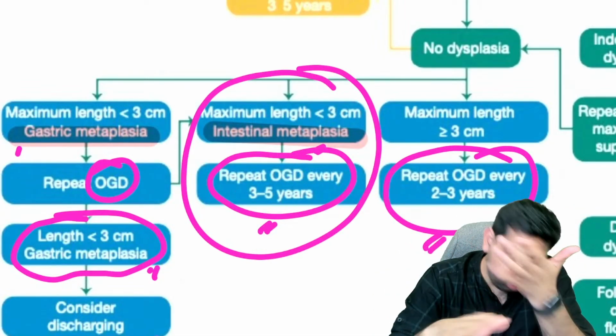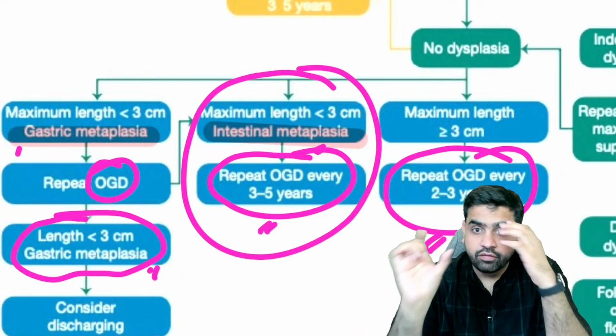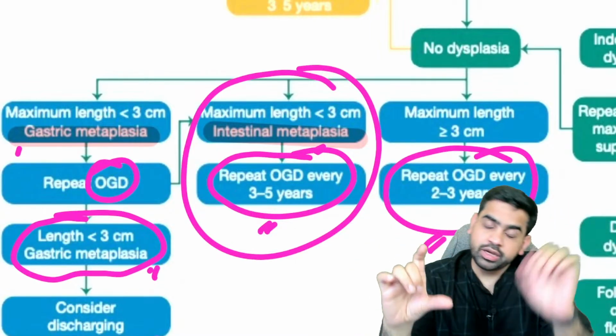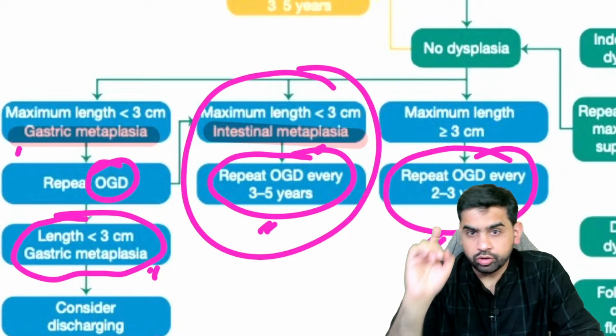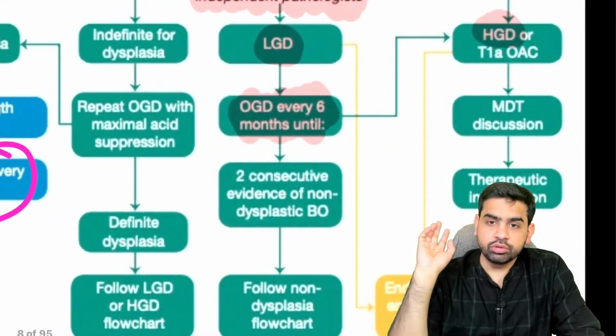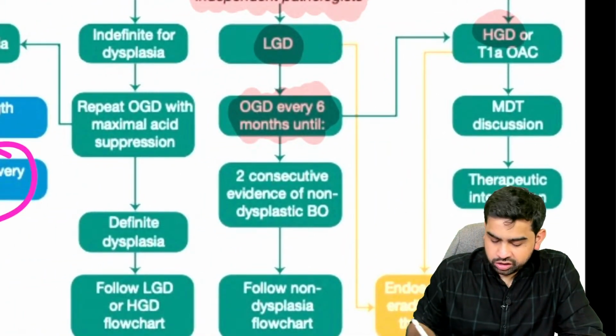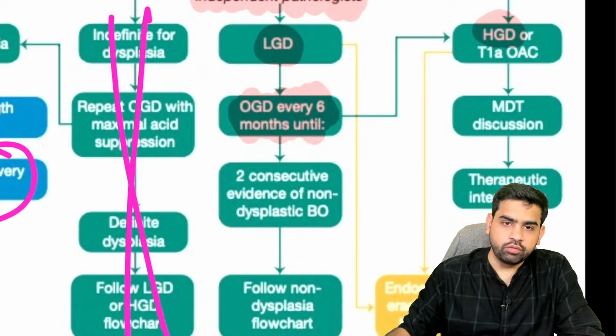Like intestinal or gastric metaplasia, whatever it is, if the maximum length is more than 3 centimeters, in that particular scenario, you have to repeat the upper GI endoscopy every 2 to 3 years. Okay, so this is what you need to understand. Now coming to the, forget about this. This is not important from the MCQ point of view.